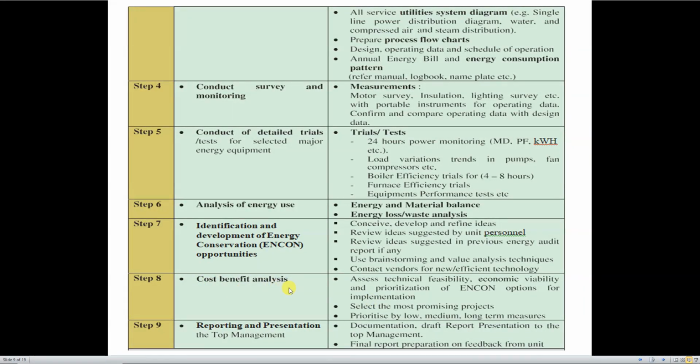there are, say, 4 different projects, in which project number 4 is very cost beneficial, so you can choose it because of this technique. And you can prioritize the different projects in short, medium, or long term. So this is the advantage of cost benefit analysis. And the second last step is reporting and presentation.